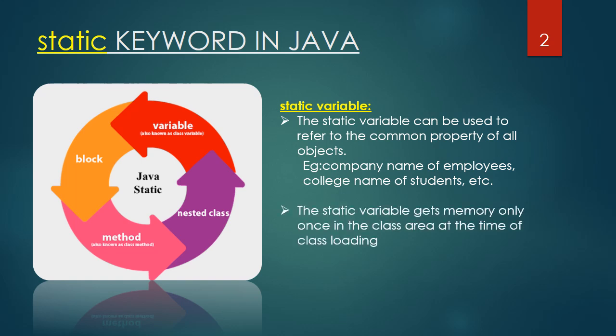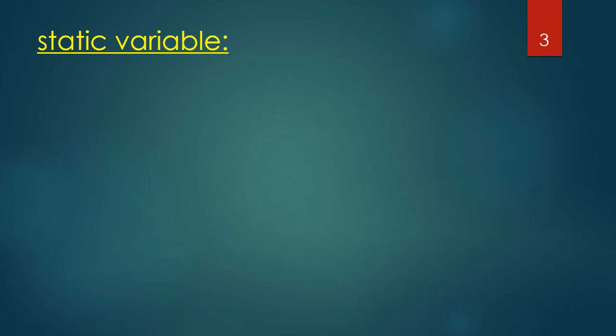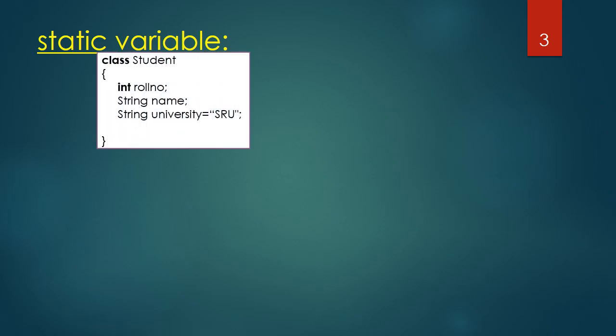Once a variable is static, it gets memory only when the class is loaded. Unlike instance variables, memory will not be allocated every time an object is created. Let's see the example. Here I am taking a class named Student. Roll number and name are instance variables. And university, I am also taking as an instance variable, even though the university name, SRU, is common to all students. If we take it like that, what happens?